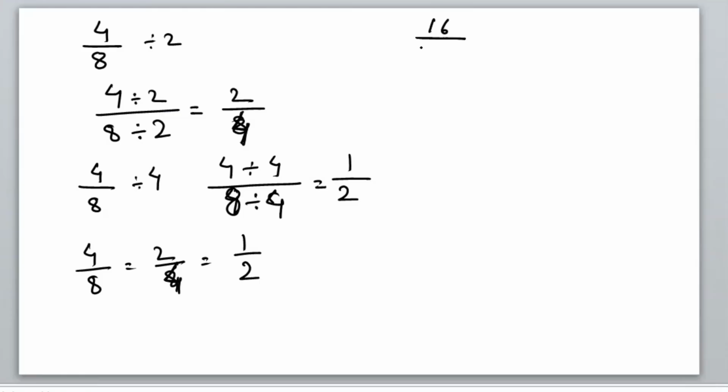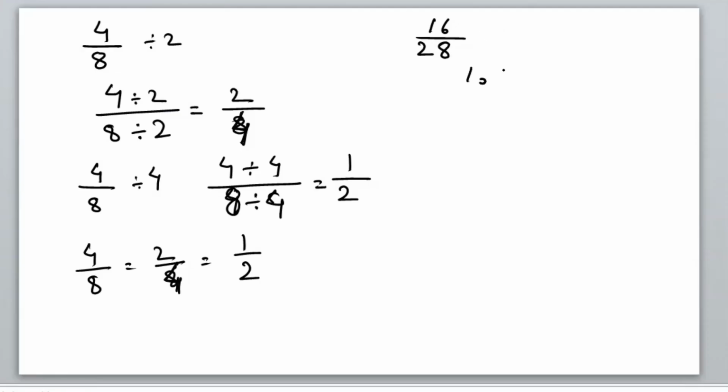16 by 28. And you have to find the equivalent fraction of 16 upon 28. So again, we will here use the division method to find the smaller equivalent fraction. First, we will divide it with the 2. Always first start dividing with the 2. Let's see whether you can divide it with the 2 or not. If you can't, then you can go with another number, 3, 4, 5. So first start with the 2.